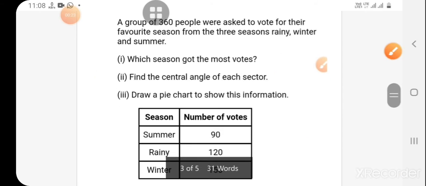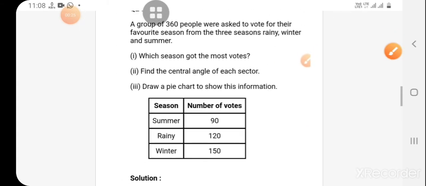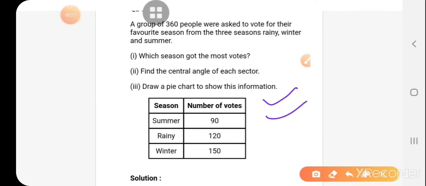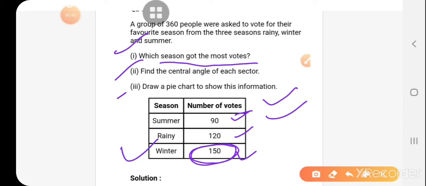That means the information that is given here looks like this. According to this information, you have to answer these questions. So the first question is which season got the most vote? Now see the votes, that is 90, 120 and 150. Among these, 150 is the highest, so we can say the winter season got the most vote. This is question number 1.